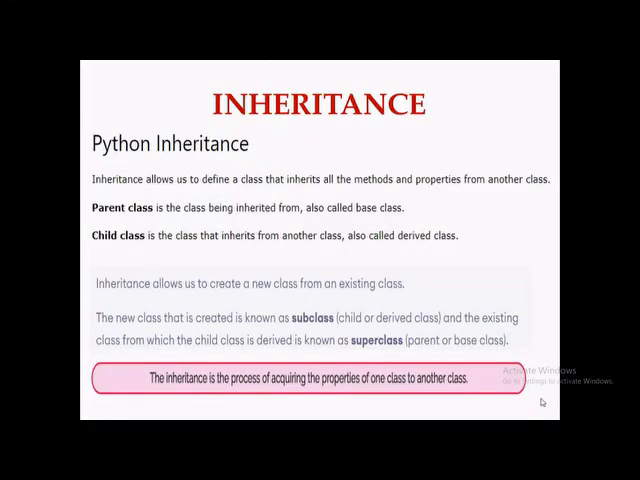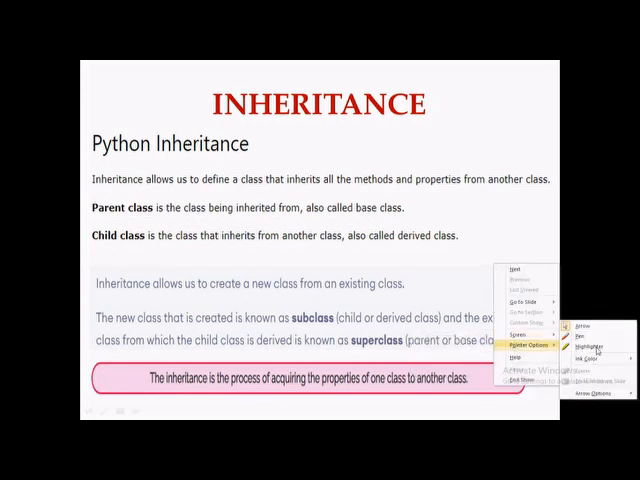In this video we are going to see the topic inheritance. So what is inheritance? Inheritance means acquiring the properties of one class to another class. For example, we can say the relationship between a father and a son. Inheritance is nothing but acquiring the properties of one class to another class. In simple words, we can say inheriting the methods and properties of one class into another class.